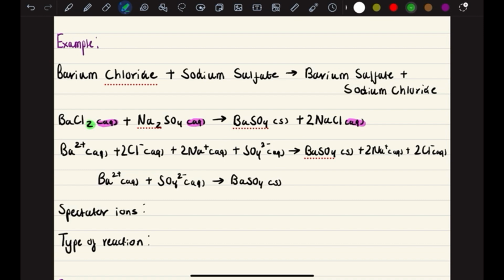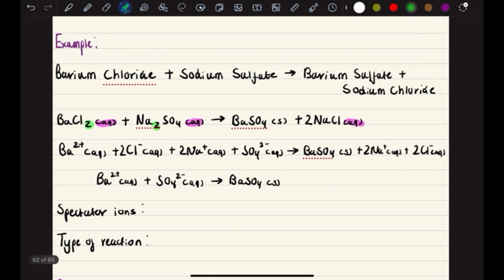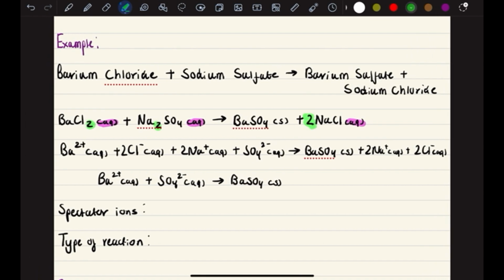Cool. Next, we move across. So aqueous, you've got Na+, but there's two of them again. So 2 Na+ aqueous, and then you've got the SO4 2- also aqueous. Cool. Barium sulfate, solid, we're going to leave it, so it's going to say barium sulfate. And you can see here, because of this 2, we're going to have 2 Na+ and 2 Cl-. Cool.